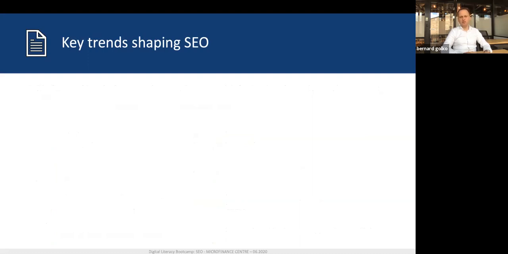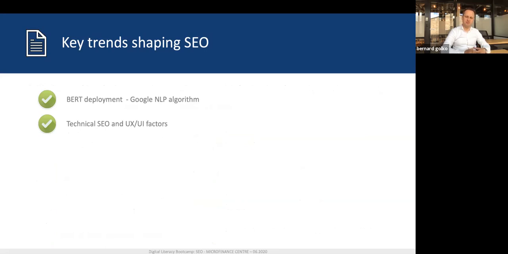Key trends shaping SEO, guys. Basically, BERT deployment and going in the direction of NLP. Sorry, but I need to speed it up a little bit. Technical SEO and UX UI factors will grow even more in importance, because again, you are redirecting the users with SEO to your website. Then if the UX and UI user interface is poor, users will bounce back. Google will penalize. Provide relevant data to your audience on your website to ensure that it's well consumed, that it drives the customer towards the end of the conversion path.